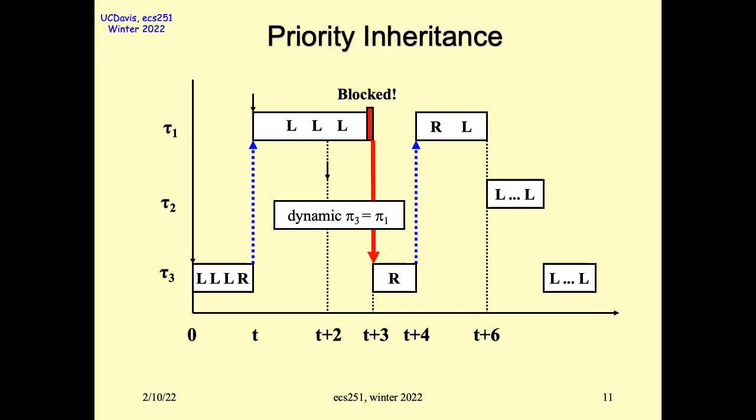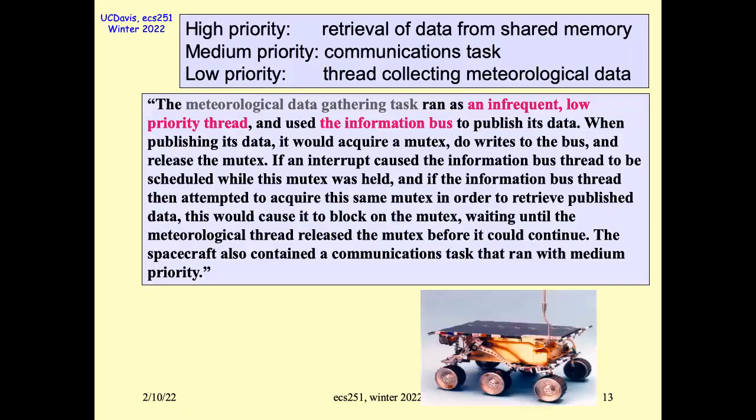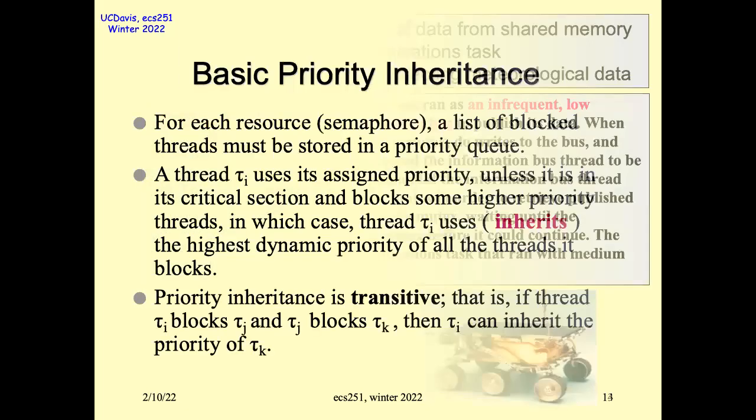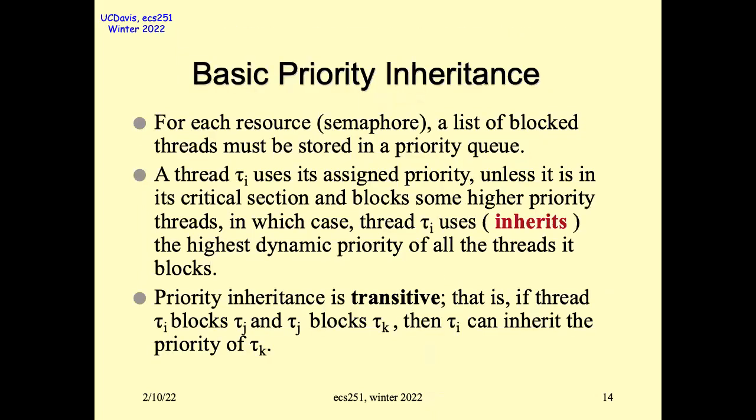Okay. So this is the first time we talk about a very interesting paper. The paper I sent you is the original paper on the Priority Inheritance Protocol, published in 1990. Okay. All right. So hopefully you understand. Let me explain a little bit about what's going on in the basic priority inheritance protocol.